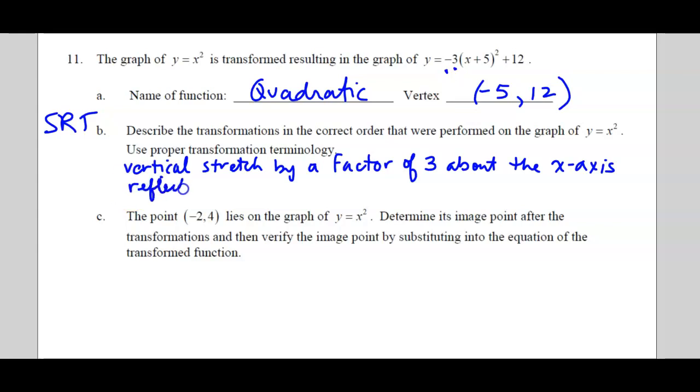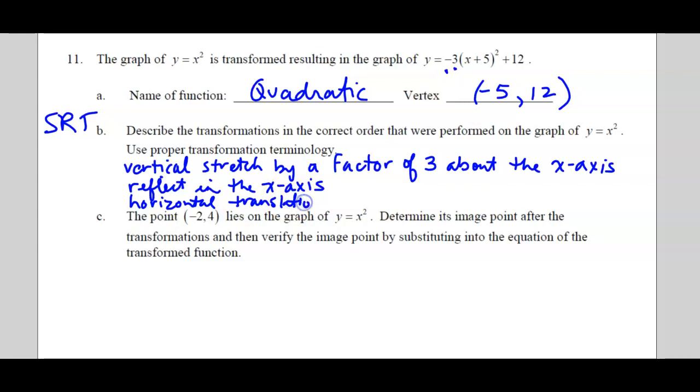If you're changing the sign of y, this is going to open down now, before it was opening up. So that's reflected in the x-axis, or in the line y equals 0. And then translations, it doesn't matter which order. So horizontal translation.